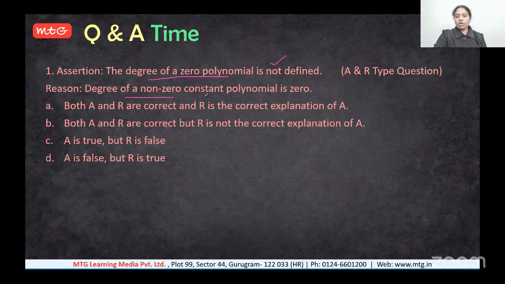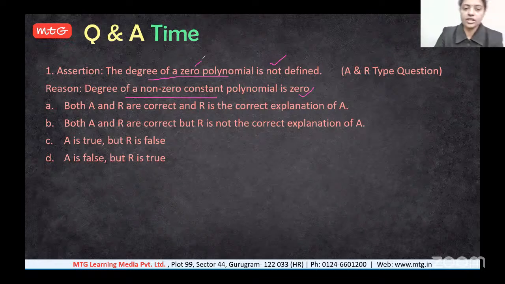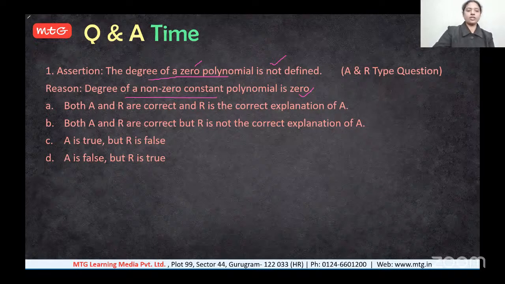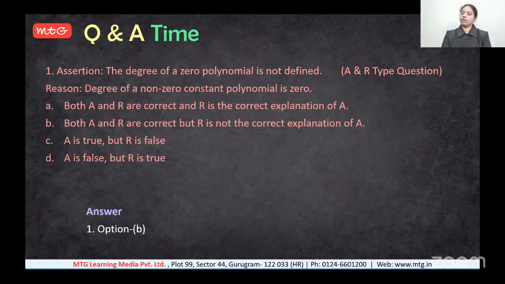And degree of a non-zero constant polynomial is always 0. So these both are true statements. This is a special category in constant polynomial. So it is an exclusive case of constant polynomial where the zero polynomial has an undefined degree. In all the other cases it is 0. So obviously, both A and R are true and R is not explaining A. So B is the option.